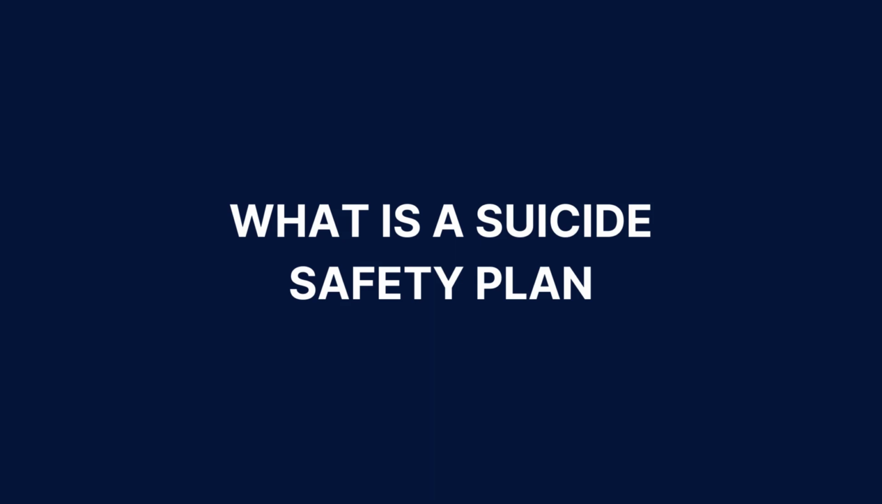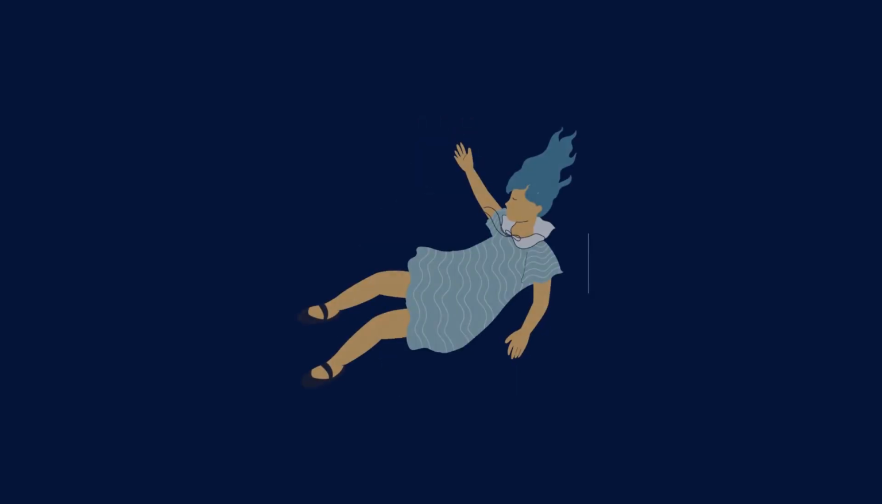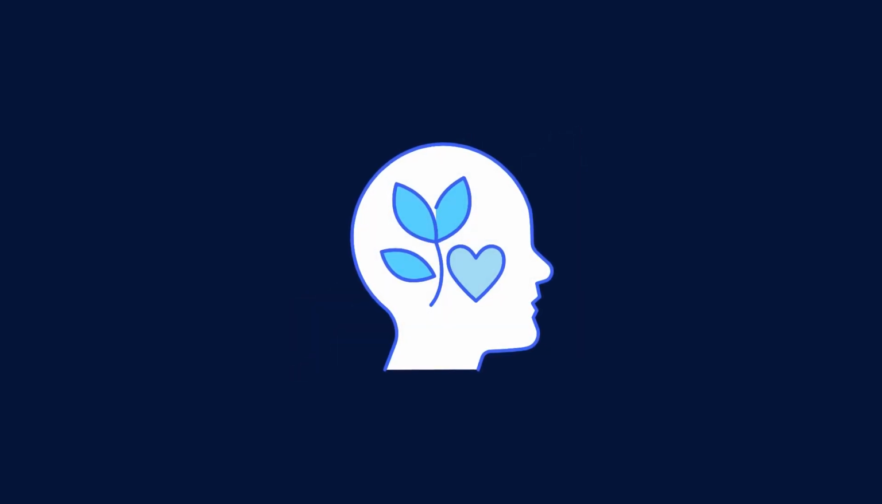What is a suicide safety plan? A suicide safety plan guides individuals dealing with suicidal thoughts or impulses. Individuals can identify their warning signs, use effective coping strategies, reach out to their social support network, and connect with professional mental health resources.